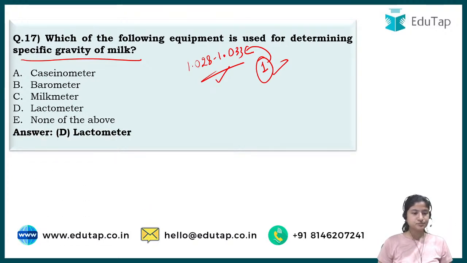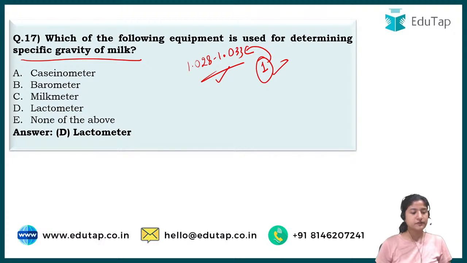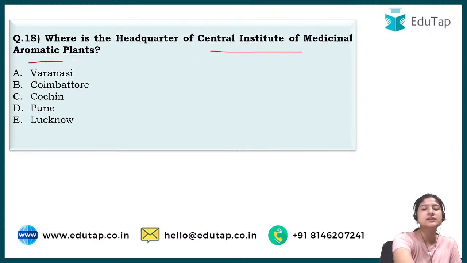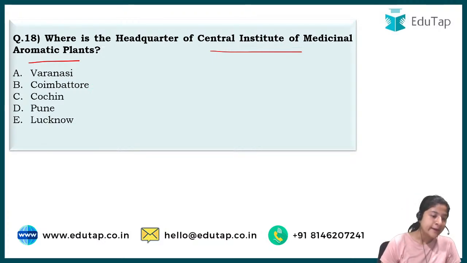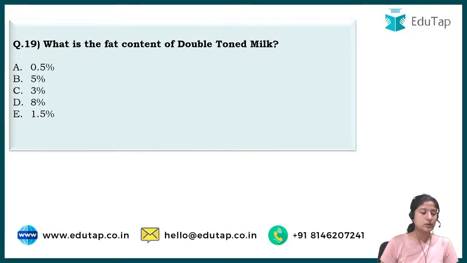So the correct answer to this is lactometer, okay. And Nilesh was the first one to answer this. Next is, where is the headquarter of Central Institute of Medicinal Aromatic Plants? Again, one more question from the institute, and where is it located? The correct answer to this is option number E, that is Lucknow, okay. The Institute of Medicinal Aromatic Plant, it is in Lucknow.